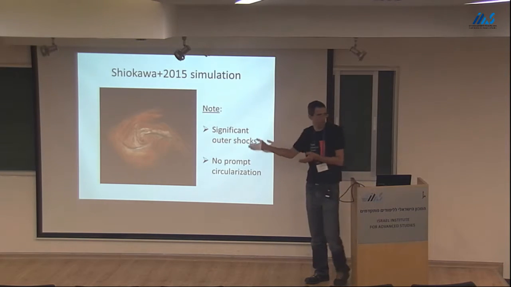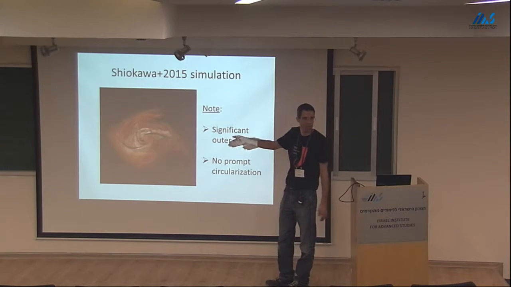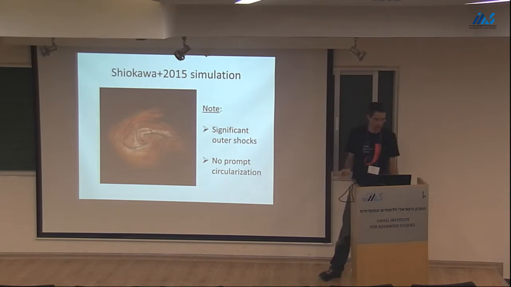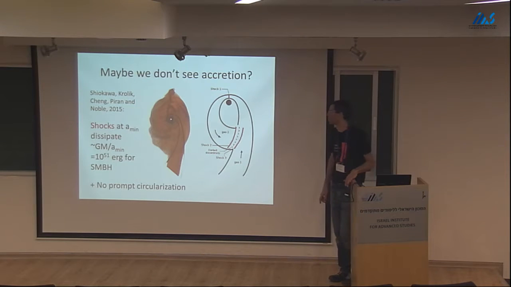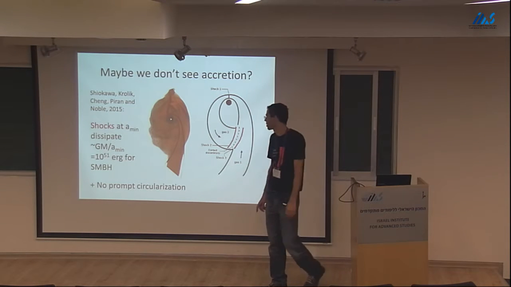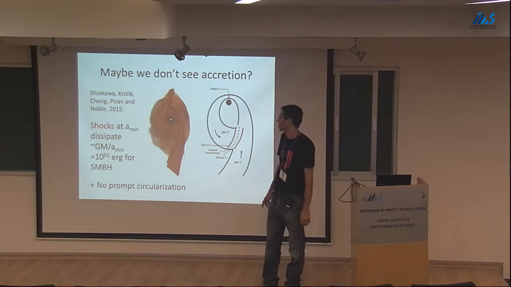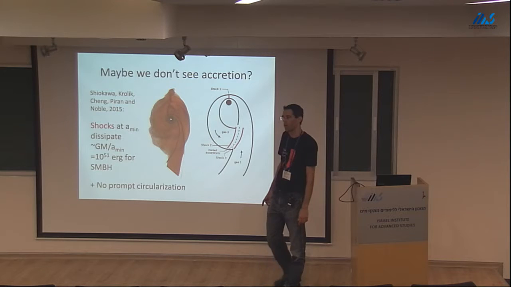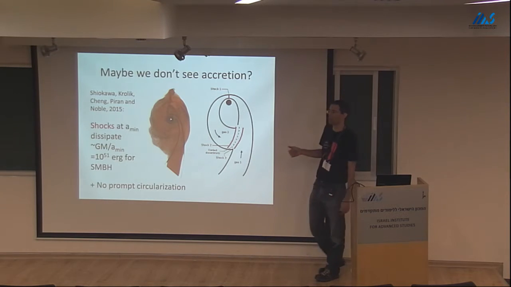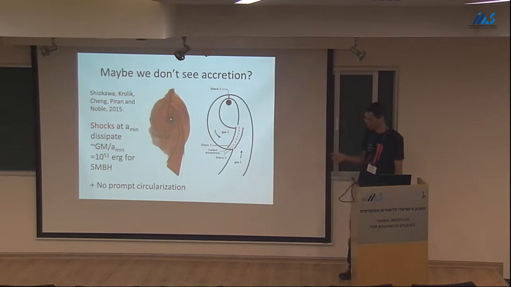Yeah, okay, but I think logarithmically, most of the shock is on the outer scale, or at least it does exist there. Now, this simulation was done for intermediate mass black holes, but if you extrapolate it to supermassive black holes, then you get that the energy dissipated by the shocks is about 10^51 ergs. And this should ring a bell, because this is more or less the upper level of what we see.